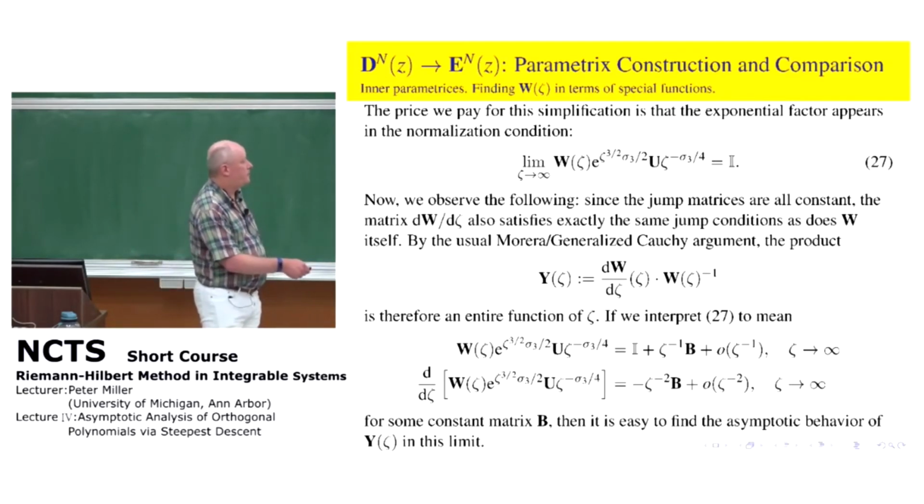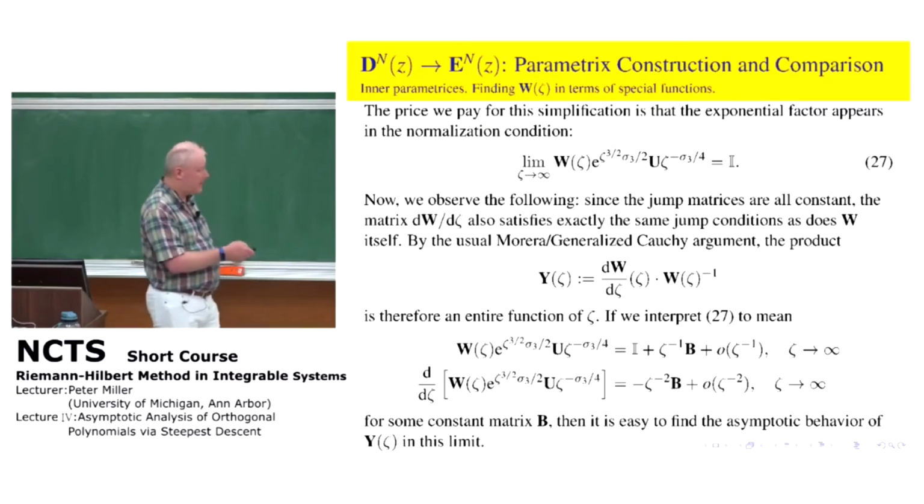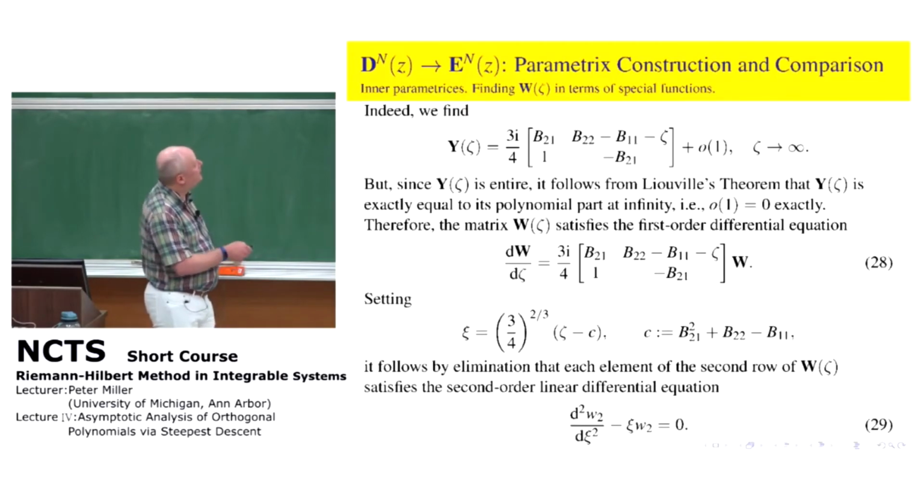Okay, so this would be the derivative of that. So if these things are true for some constant matrix B, then it's very easy to work out from these formulas here what the asymptotic behavior of this quantity Y of zeta should be. And the answer is this. So Y of zeta should be 3i over 4 times this linear in zeta matrix plus something that goes to 0 as zeta goes to infinity.